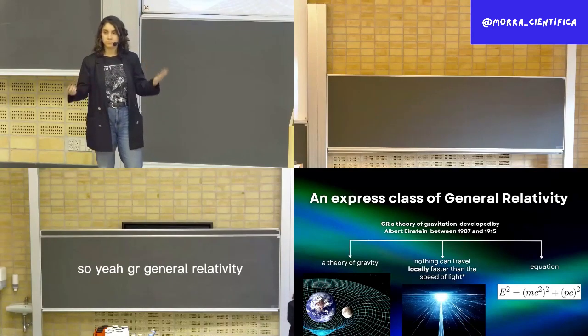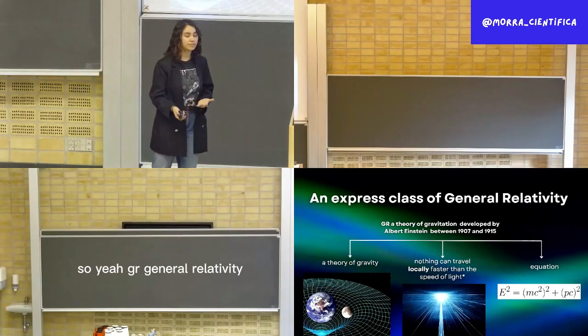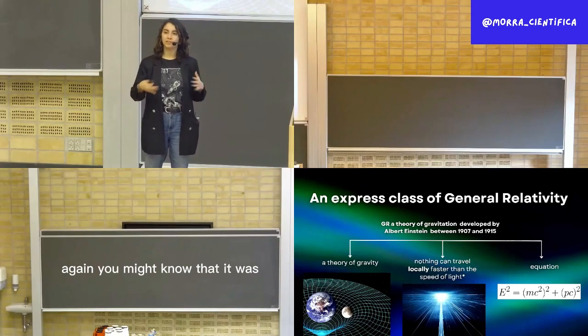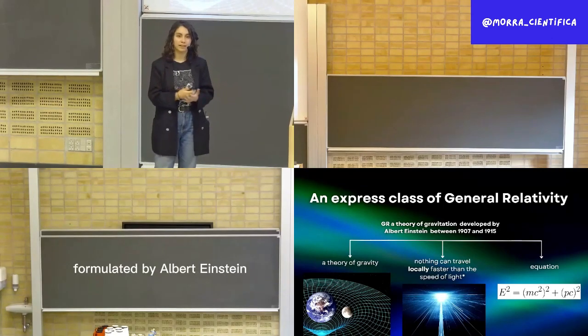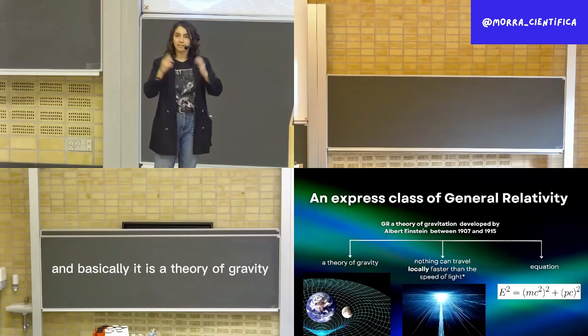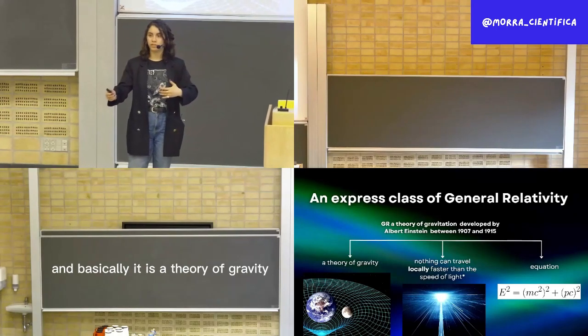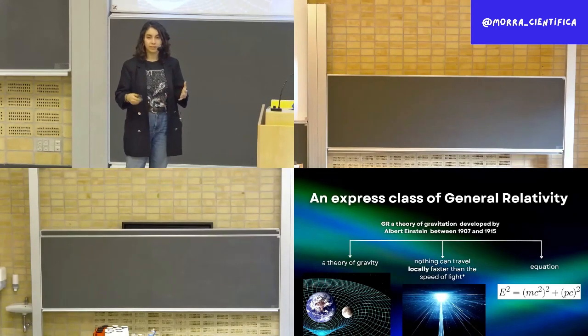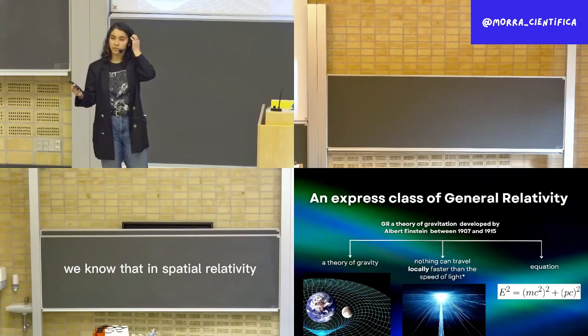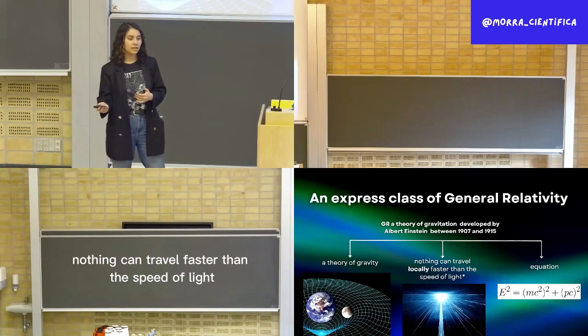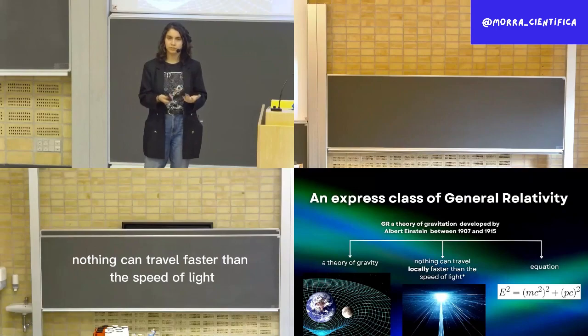So, GR, general relativity. You might not know that it was formulated by Albert Einstein, and basically it is a theory of gravity. We know that in special relativity, nothing can travel faster than the speed of light.